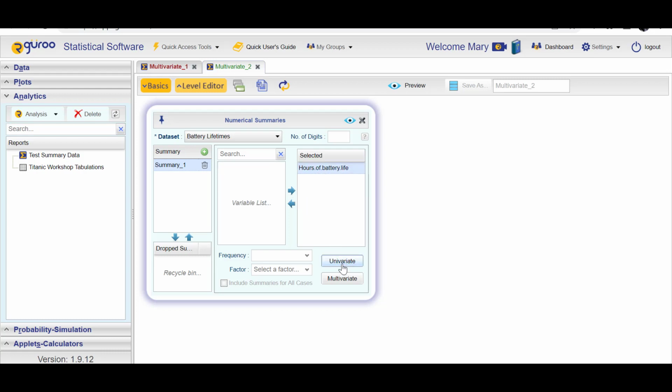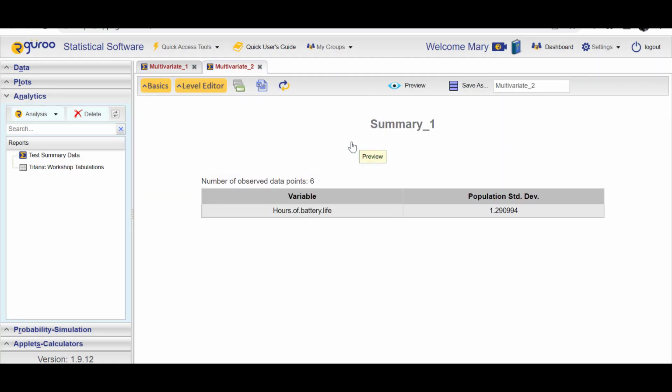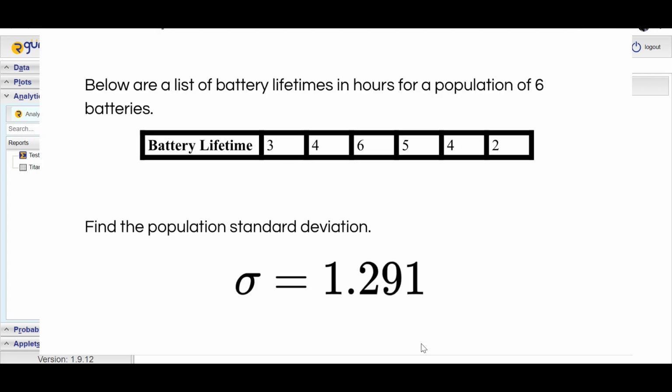And then I'll click on univariate, and then I want the population standard deviation. And there we have it, 1.291 if we were to round. Okay, so there we go.